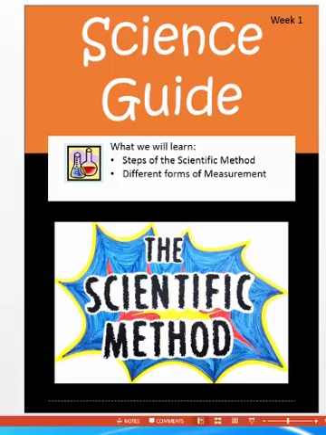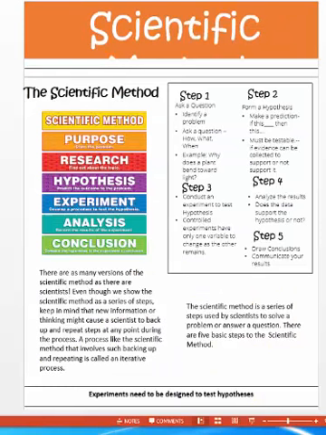This week we will be discussing the scientific method, the several steps that are involved with that, and different forms of measurement. The scientific method has at least 5 steps and there are different versions of this. The one that we will be discussing includes asking a question as step 1, forming a hypothesis as step 2, conducting an experiment to test your hypothesis as step 3, analyzing the results as step 4, and drawing conclusions as step 5.